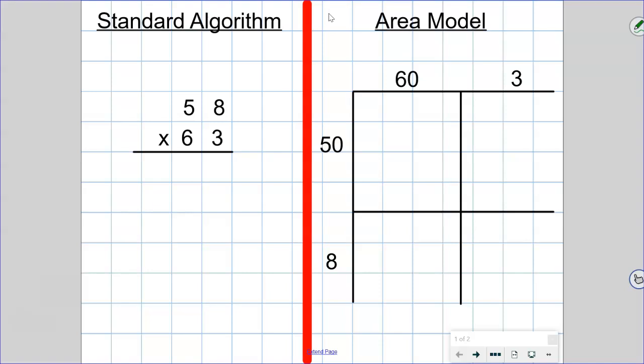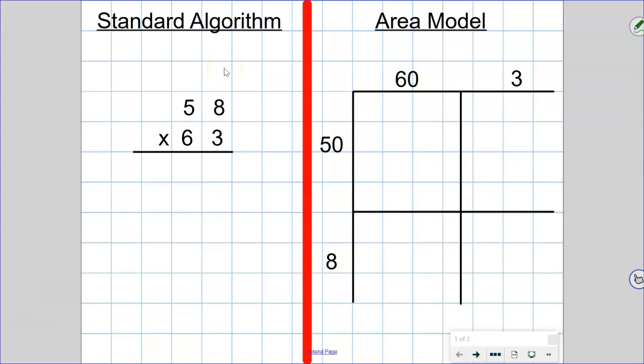This is Mr. Rindo, and this week's review with Rindo is going to have us practicing the standard algorithm of multiplication and then using the area model to double check it, because essentially the standard algorithm is a shortcut to performing the area model. So we're going to get started right away with 58 times 63.